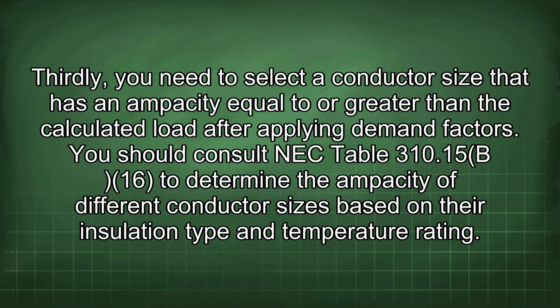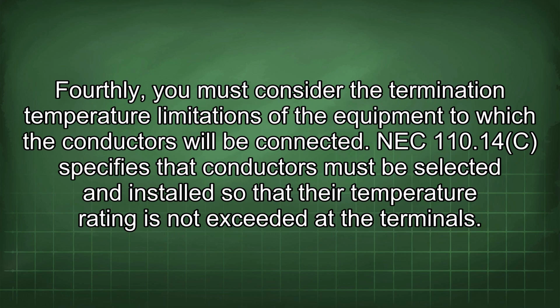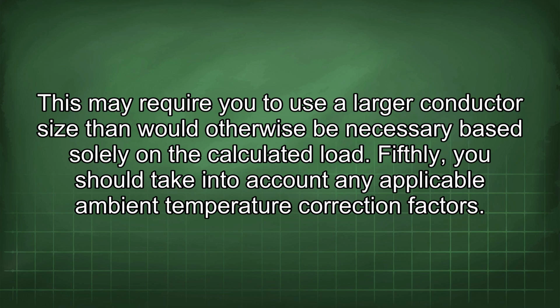You should consult NEC Table 310.15(B)(16) to determine the ampacity of different conductor sizes based on their insulation type and temperature rating. Fourthly, you must consider the termination temperature limitations of the equipment to which the conductors will be connected. NEC 110.14(C) specifies that conductors must be selected and installed so that their temperature rating is not exceeded at the terminals. This may require you to use a larger conductor size than would otherwise be necessary based solely on the calculated load. Fifthly, you should take into account any applicable ambient temperature correction factors.